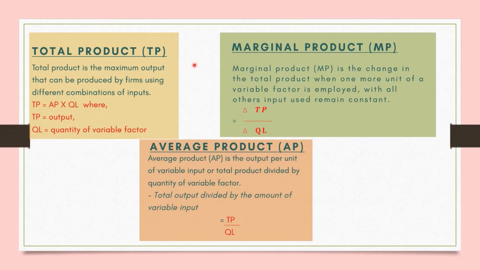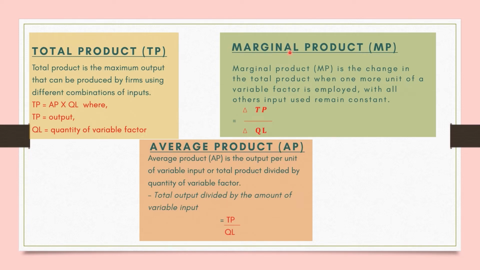Okay? And for average product, AP is the output per unit of variable input, or total product divided by quantity of variable factor. So the total output divided by the amount of variable input is derived by this formula: TP divided by QL. Usually this is to calculate the average, the average contribution of the worker.